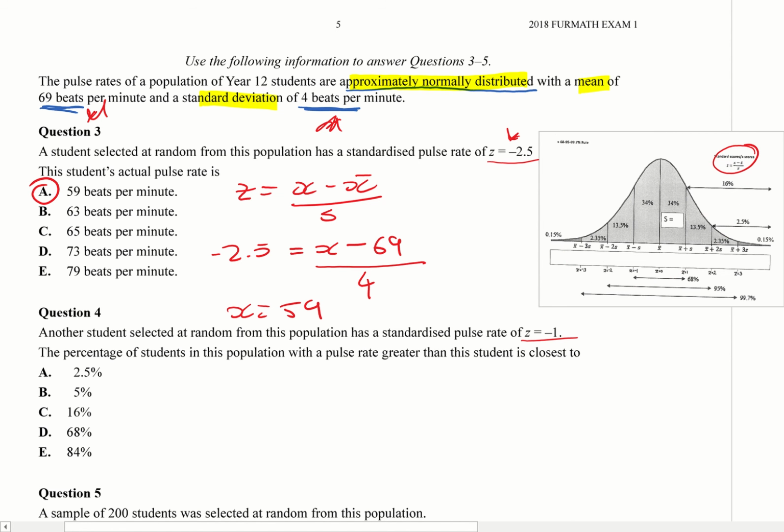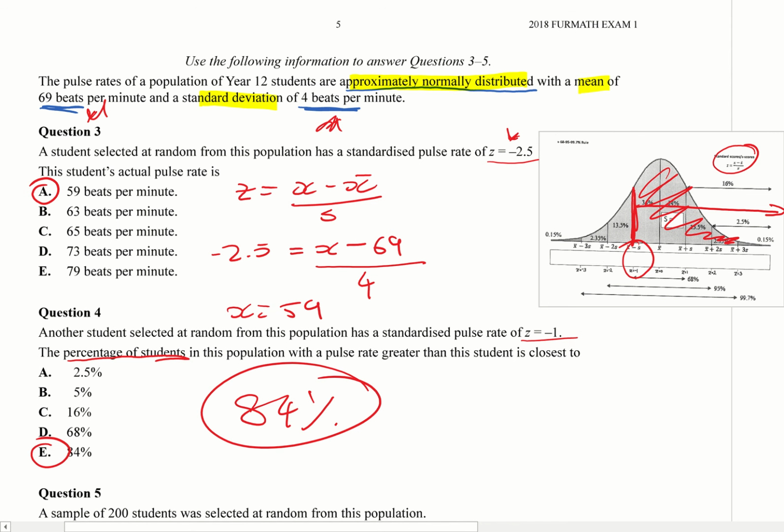I'm going to get rid of that now because I don't want it to spoil. So z equals -1 is here. That corresponds to 1 standard deviation in the negative direction away from the mean. But we've got a percentage, okay? What the percentage means is we're after that distance there. So it's basically going to be 34 plus 34 plus 13.5 plus 2.35 plus 0.15. When you add those up, this area here is 84%. So that means the answer is E.